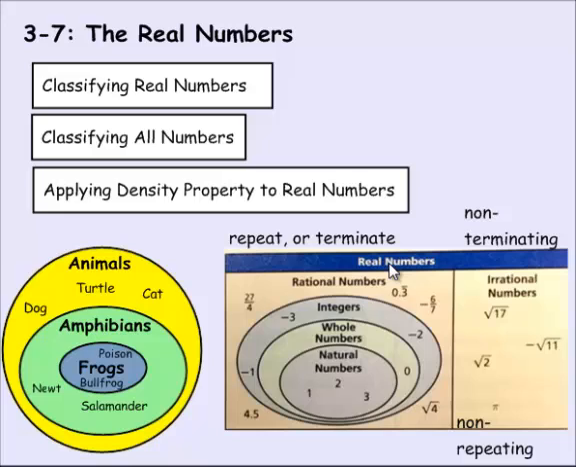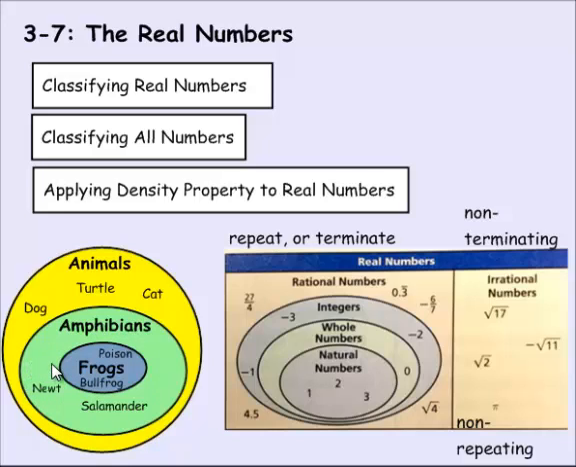And to explain this chart, I want to use this animal example over to the left. Everything within this yellow circle, even if it's not yellow, is an animal. So dog, newt, salamander, bullfrog, cat, turtle, poison frog, these are all animals. But not all animals are amphibians. Everything within this green circle is an animal and an amphibian. So newt, salamander, poison dart frog, bullfrog, these are all amphibians.